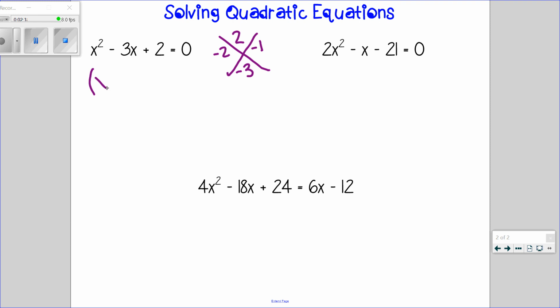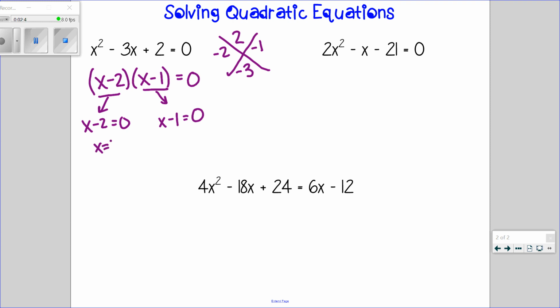So we would get x minus 2 for one parenthesis and x minus 1 for our other parenthesis, and it's still equal to 0. So we set both factors equal to 0. So x minus 2 is equal to 0, and x minus 1 is equal to 0. So then when we solve them, we have to add 2, and we get x is equal to a +2. And over here we add 1, so we get x is equal to a +1.